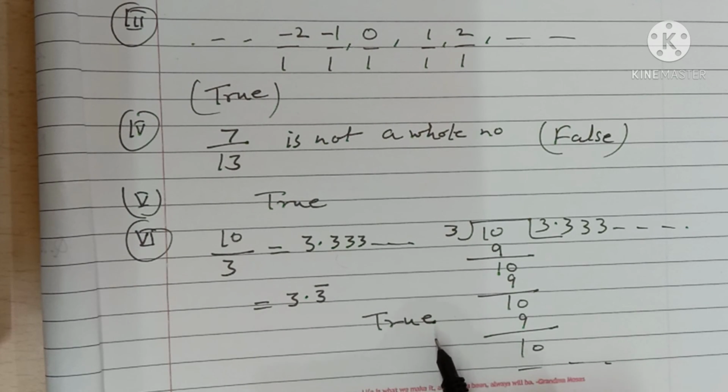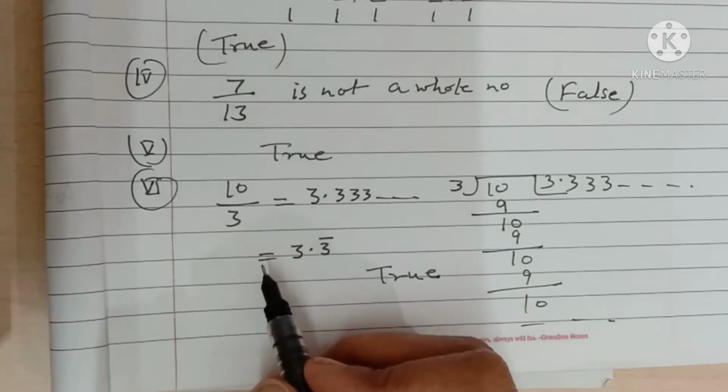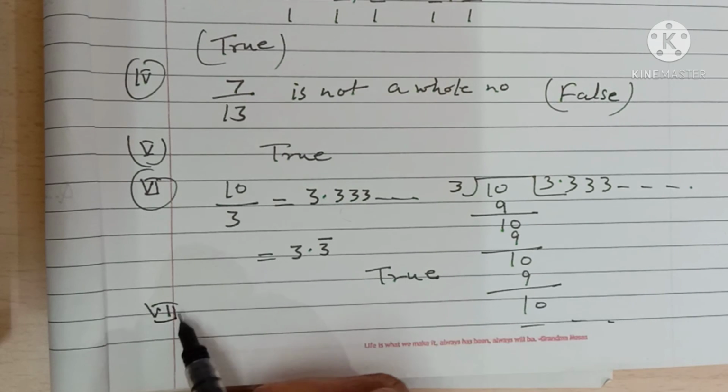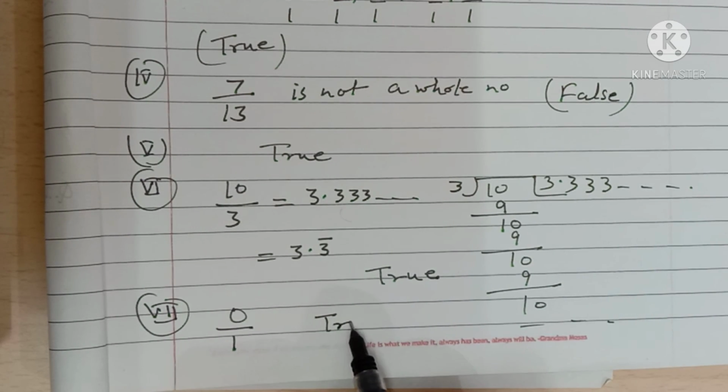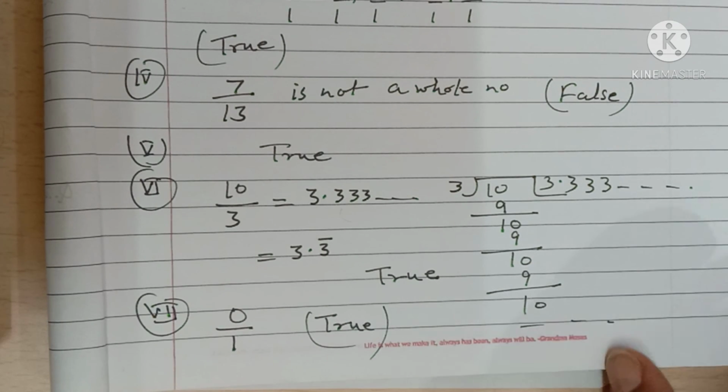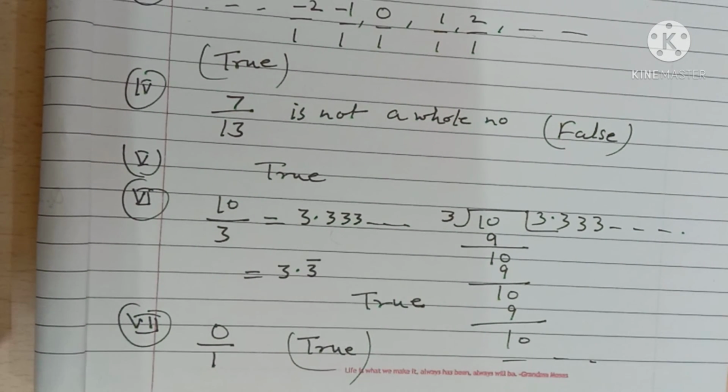Now the last one, 7th part: 0 is a rational number. You can write 0 upon 1. This is a rational number. So this is true. So all our parts we have found as true or false. This session will be complete. Now we will continue question number 3 in our next video.